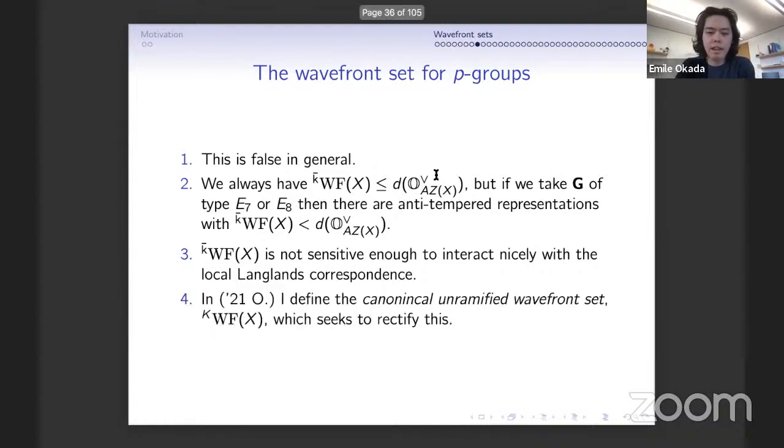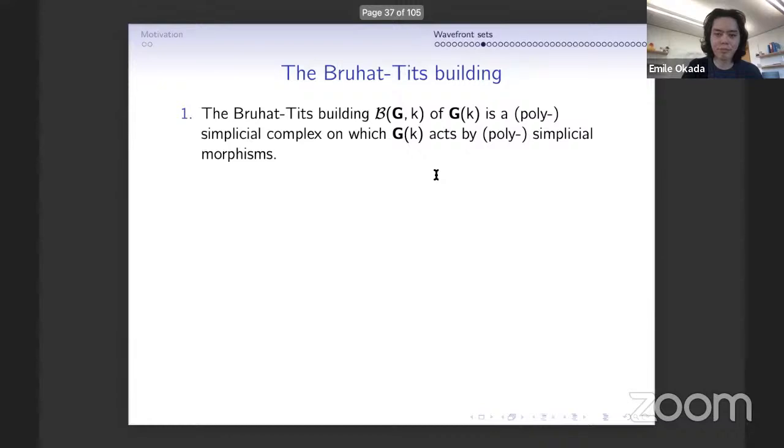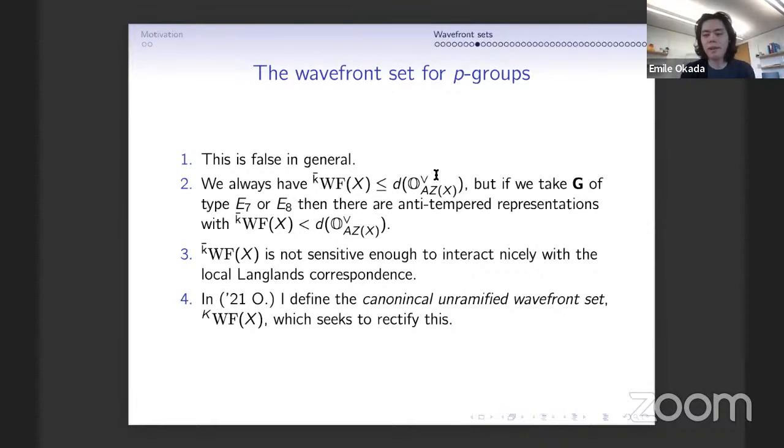And this is sort of where some of my latest work comes in. I defined the canonical unramified wavefront set in my preprint that came out earlier this year. And it's a refinement of the geometric wavefront set. And it seeks to rectify the situation. The aim is that it interacts nicely with the local Langlands correspondence. Okay, so for the middle part of this talk, the goal is to define what this canonical unramified wavefront set is.